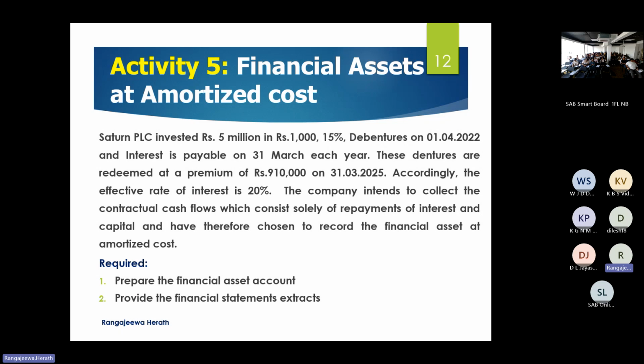So Saturn invested rupees 5 million in rupees 1,000 15% debentures, and interest is payable on 31st March every year. The debentures are redeemed at a premium of 910,000. That means even though Saturn invested 5 million, after 3 years, on 31st March 2025, when these debentures are redeemed, the issuer repays 5,910,000.